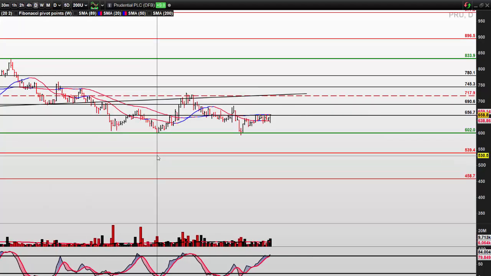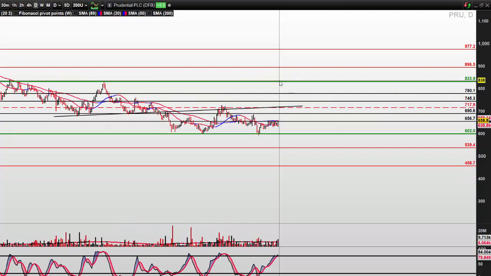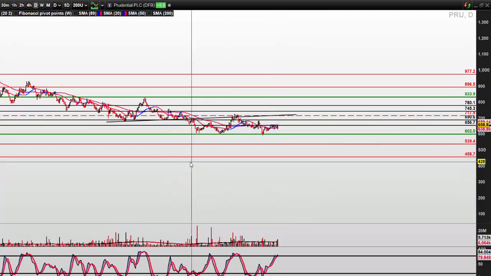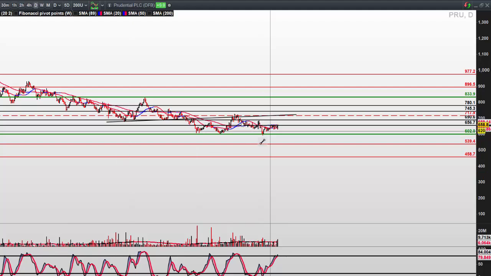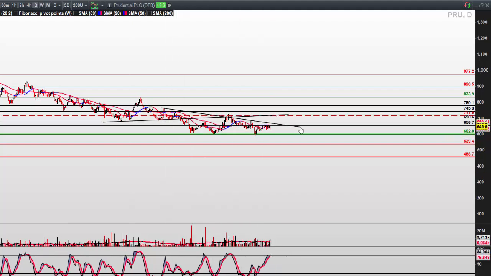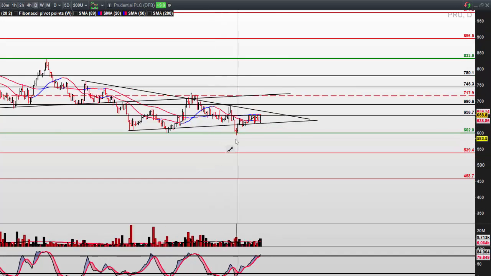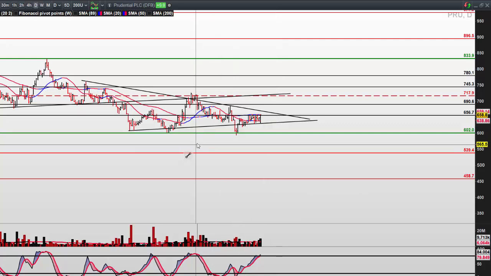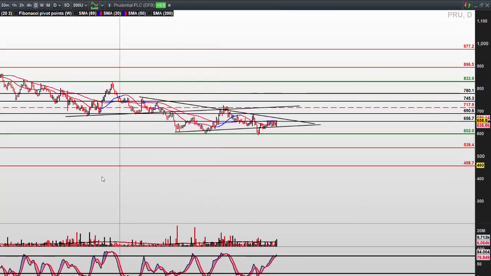Prudential. This is holding up nicely. Any pullback to 645 is buyable, and if we can close above the 7, I think we can really get going on that one. At least I hope we can. So we would need to stay above that trend line and subsequently stay above 650, 670 for that to work.